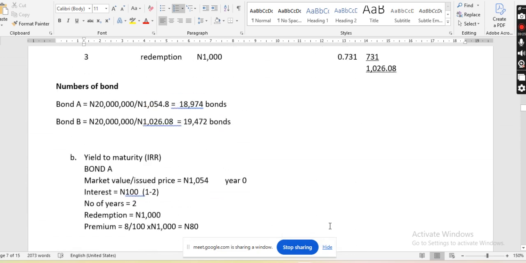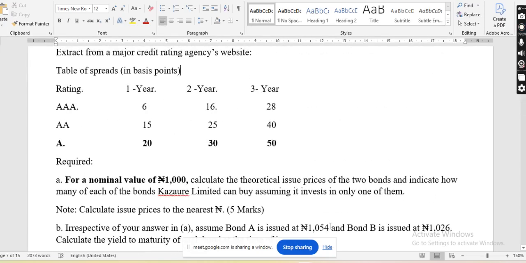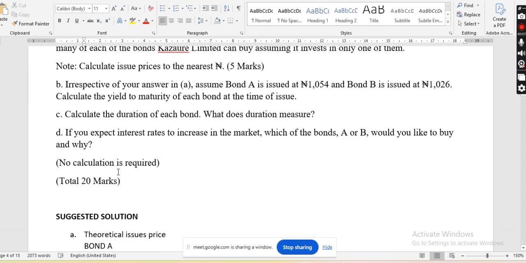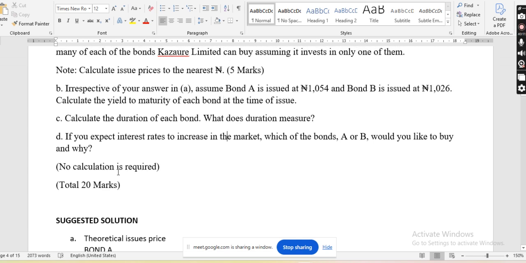Okay. So I think we are done with this question, right? Let me quickly check. Now, lastly, no calculation is required. I just need someone to explain. If you expect interest rates to increase in the market, which of the bonds, A or B, would you like to buy and why? Maybe you expect that the interest rate will increase in the future. So which of these bonds will you like to buy? Is it bond A or bond B? Class, which of these bonds will you like to go for?